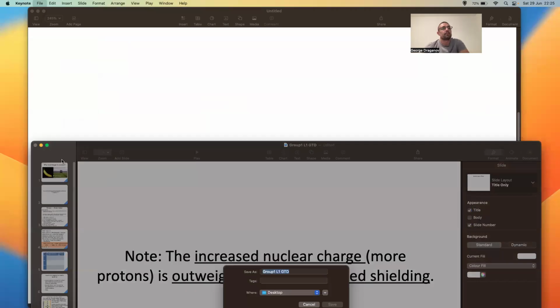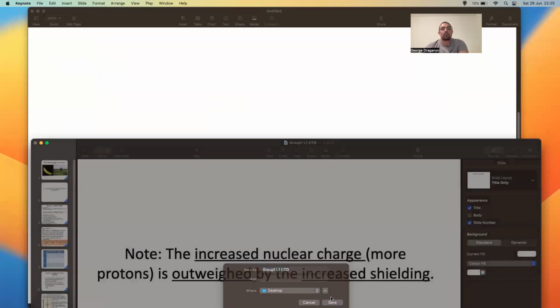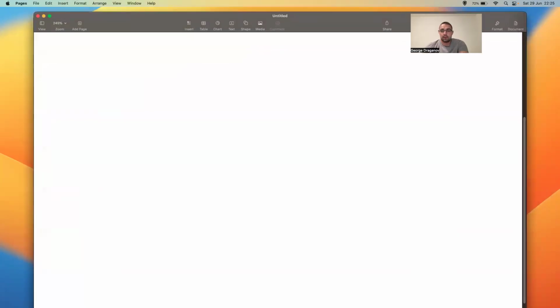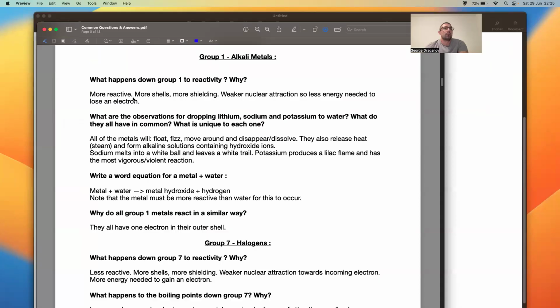I'll save this and attach it for you. Then in my common questions and answers, you can clearly see more reactive, more shells, more shielding, weaker nuclear attraction, less energy to lose an electron. Everything is here. So that's the end of group 1.